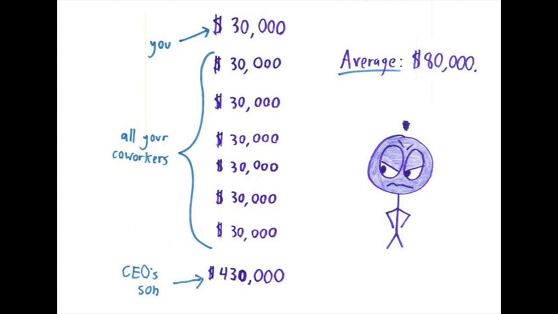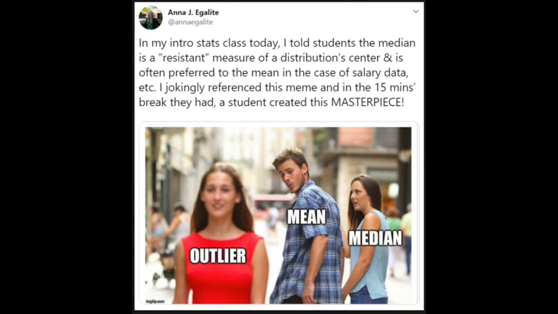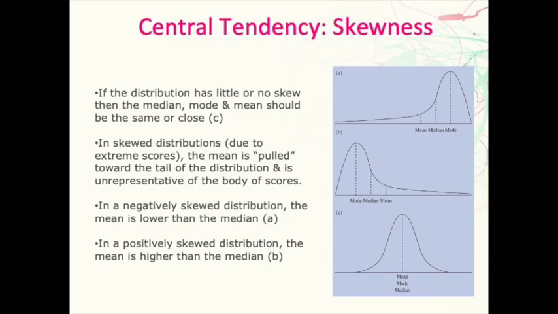The reason it's pulled toward the tail of the distribution is because in a mean formula, all values are included. If you have an outlier in there, it's going to pull the mean towards it. So if the outlier is a high positive number, the mean's going to become a higher, more positive number. And if the extreme score or the outlier is an extreme low number or negative number, then the mean of your distribution is going to be pulled that way.